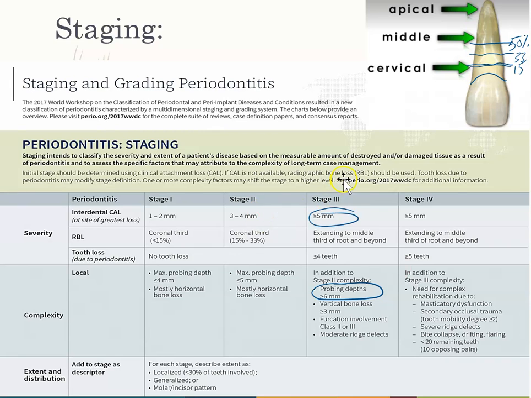So perhaps this would be a stage 3 and we don't see any missing teeth. Now, if I had, let's say they were missing 5 teeth, and I had all these circled and this one now is circled, then it bumps them to a stage 4.